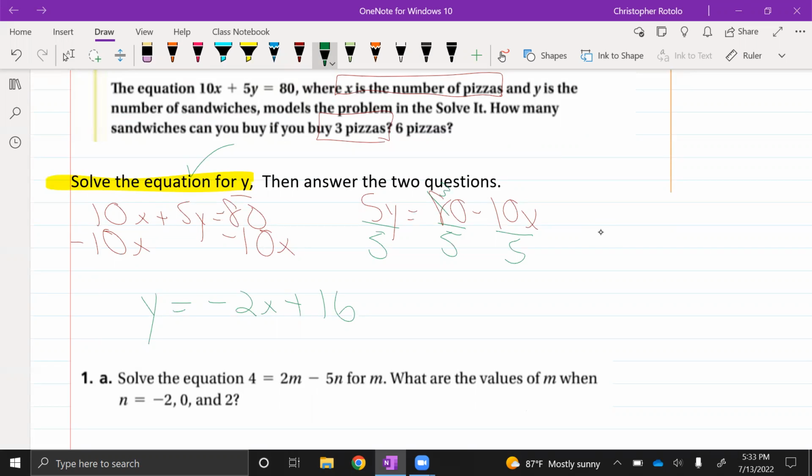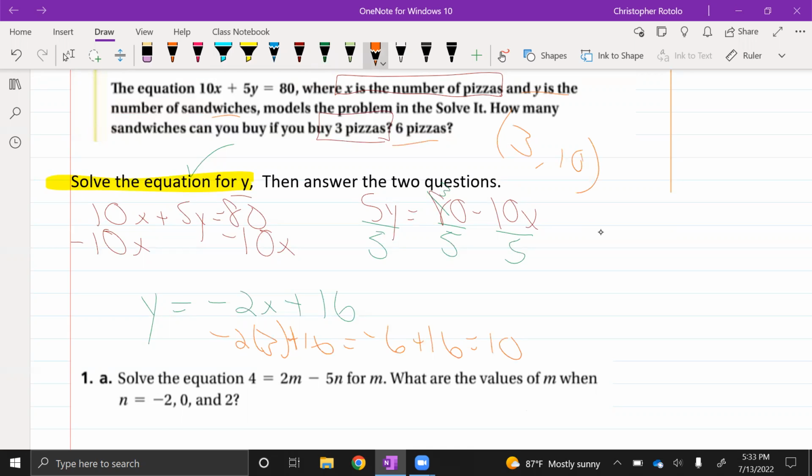So what happens if I buy 3 pizzas? How many sandwiches can I afford? Negative 2 times 3 plus 16. Negative 2 times 3, well, that's negative 6 plus 16, that's 10. So y is the number of sandwiches. Okay, so that means 3 goes with 10. I can start to show that as well.